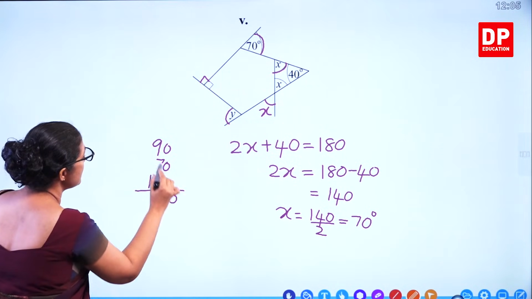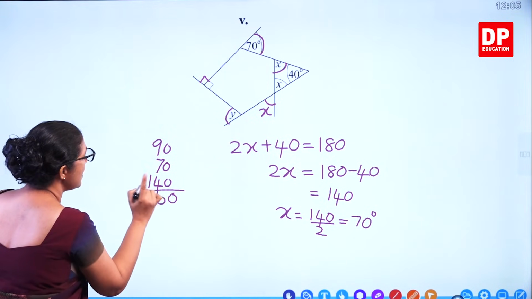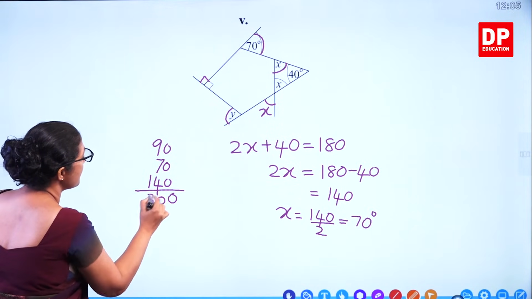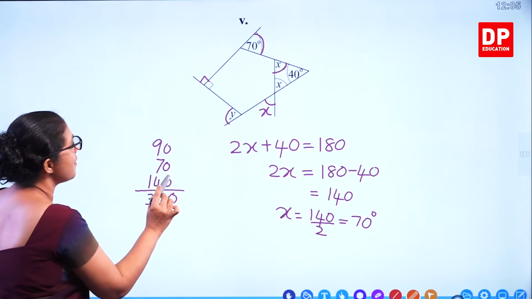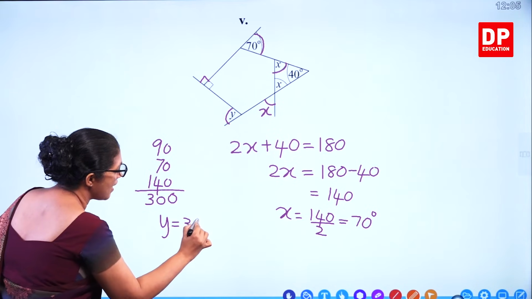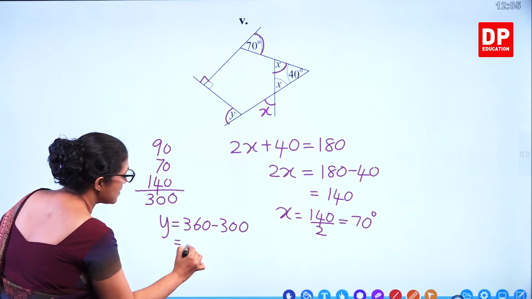So when you add it, you get 16 plus 4, 20, 2 remaining, that's 300. Again check, 16 plus 4 is 20, so 300. Now we can find y. So y equals 360 minus 300. That's 60 degrees.